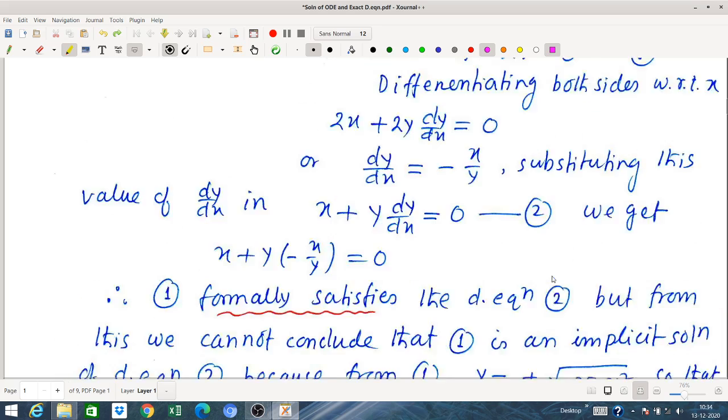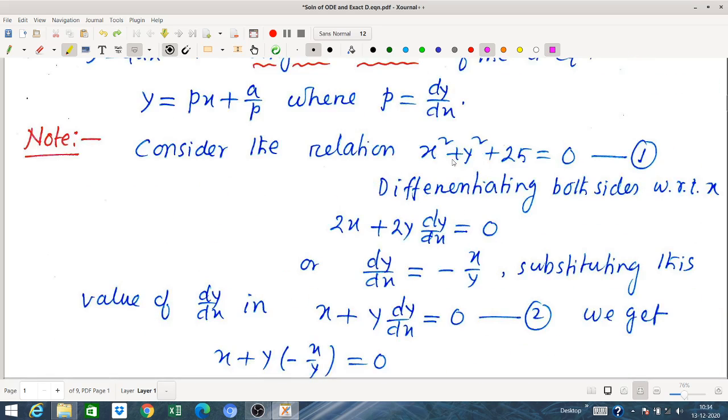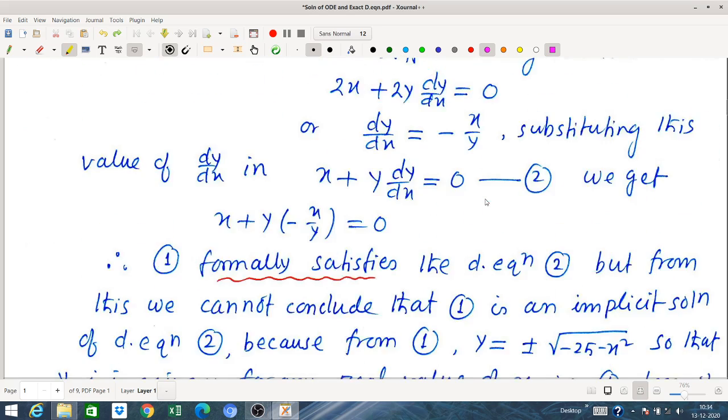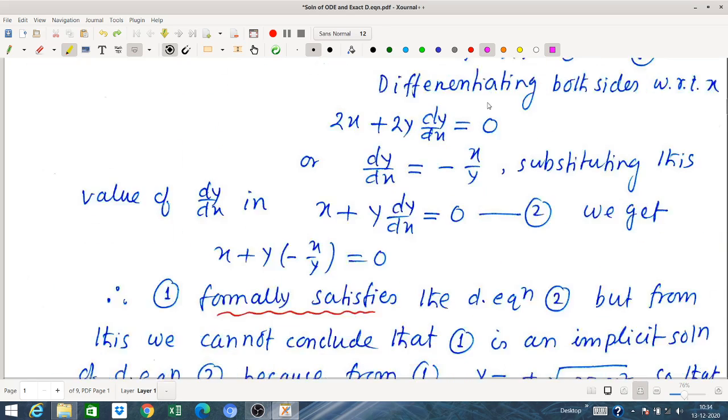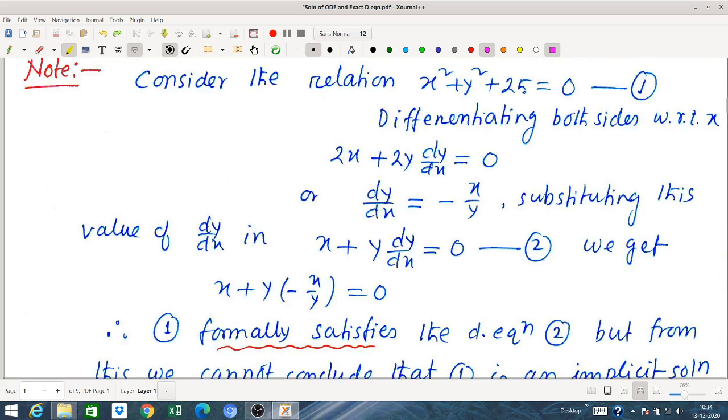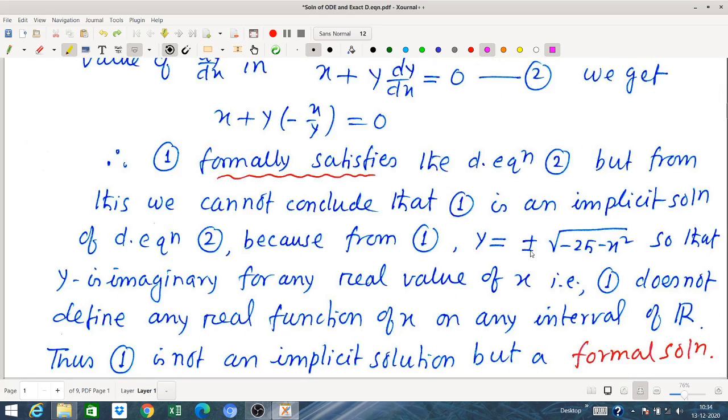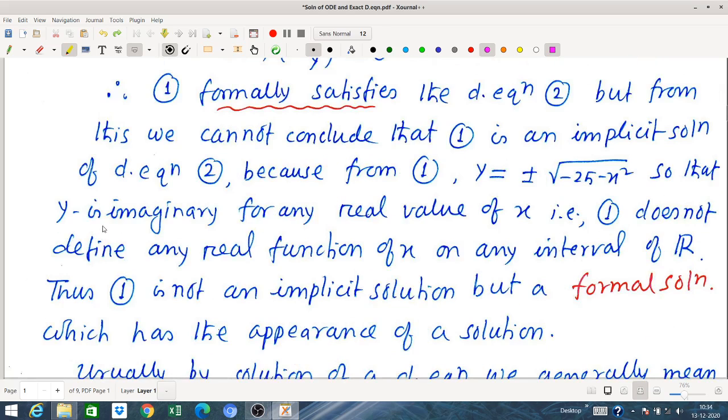Implicit function, we all know, is when an equation is given mixing x and y, and from this we can consider that y is a function of x. That is an implicit function. But here we cannot say that 1 is an implicit solution of 2, because from this relation number 1, you see y squared equal to minus 25 minus x squared. So y will be plus or minus the root of minus 25 minus x squared, so that y becomes imaginary.